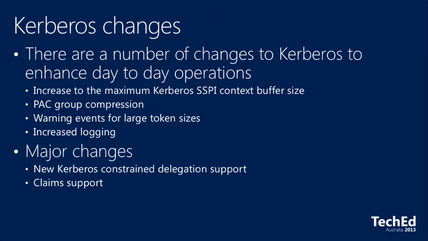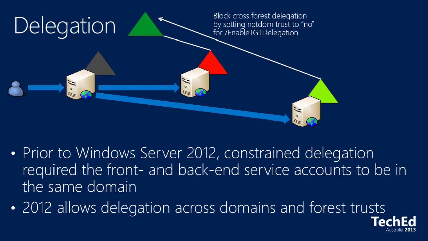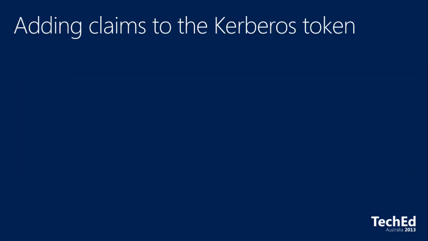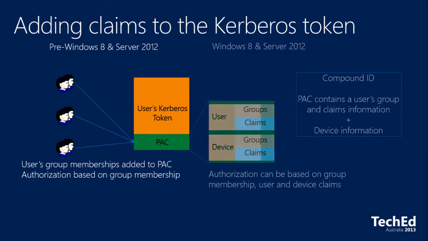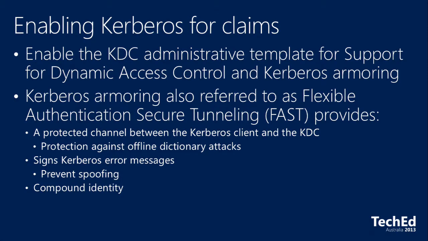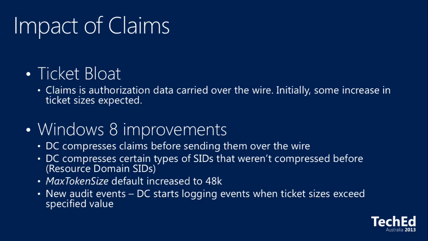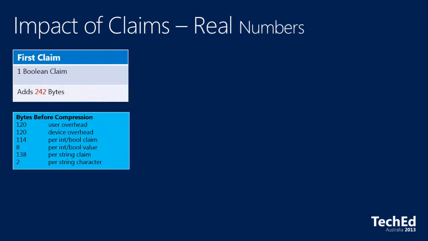There's been quite a lot of changes to Kerberos. I've already mentioned the ability to use user claims inside Kerberos. Some of the other things that we've now removed some of the delegation constraints around it, allowed for larger token sizes. We have the ability now to go cross-forest rather than requiring things to be just in the same domain. So we've added claims. And we've also got some armoring in order to be able to protect from Kerberos man-in-the-middle attacks. Good security stuff. We talked about token bloat, the impact of claims, and there are some numbers associated with that.